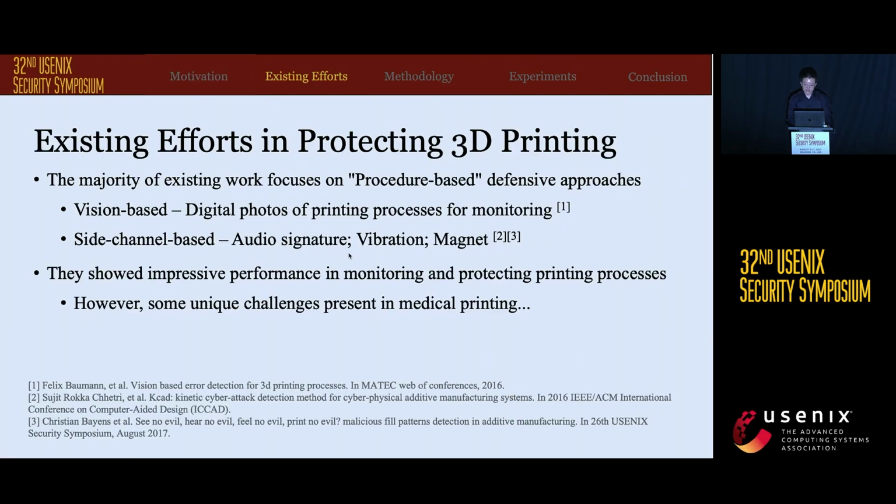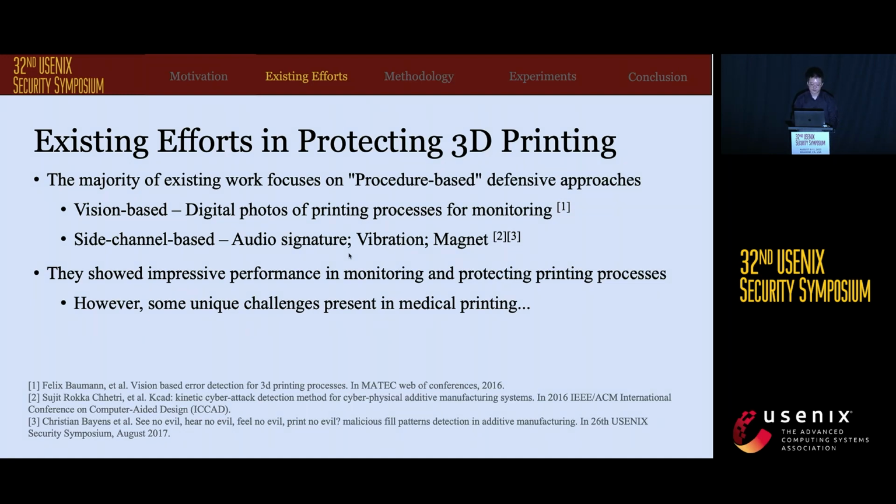In recognition of these threats in 3D printing, there have been existing efforts developing various defenses. The majority of them focus on so-called procedure-based approaches. For instance, they take digital photos of printing processes for monitoring, and some other works also leverage side channel signals such as vibration and magnetic signals. All of these defenses have shown very impressive performance in monitoring and protecting printing processes.